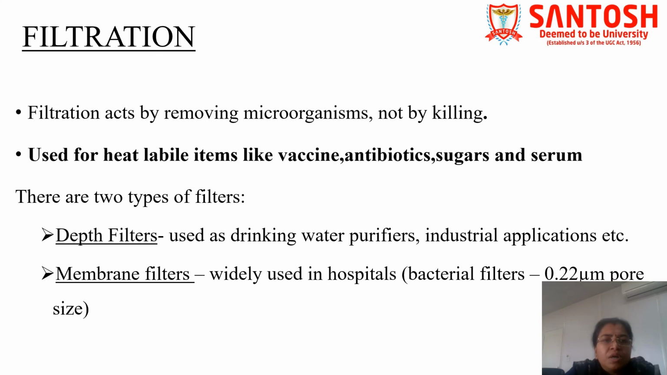Then moving on to another method, that is filtration. Filtration acts by removing microorganisms, not by killing. Used for heat labile items. We have seen in autoclave and in hot air oven the temperature is higher than 100 degrees Celsius. So those items that are heat labile get destroyed at a higher temperature, like vaccine, antibiotics, sugars and serum. Filtration method is used. There are two types of filters, depth filters and membrane filters.